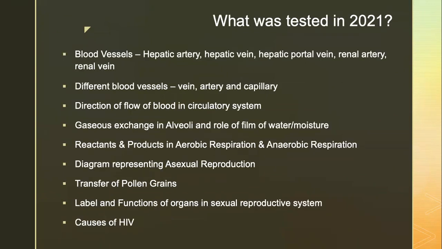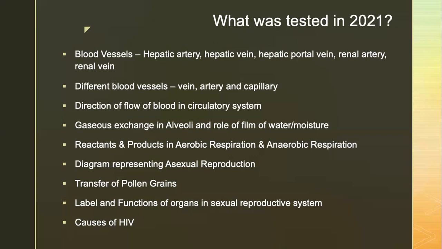Other than those mentioned, blood vessels, including hepatic artery, hepatic vein, hepatic portal vein, renal artery, renal vein were assessed. So students need to know the function of each blood vessel. Where were they located? Where do they transport blood from and to? They need to be familiar with the different blood vessels, vein, artery, and capillary. How do they look like?